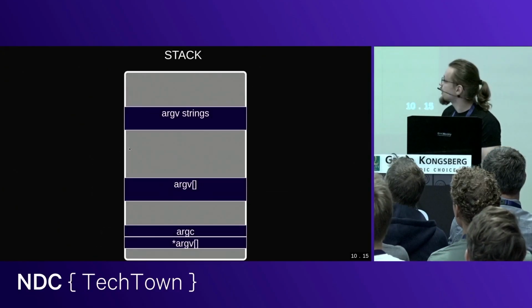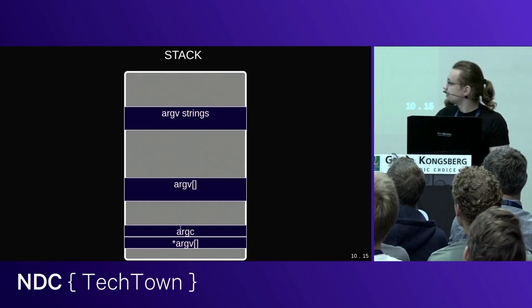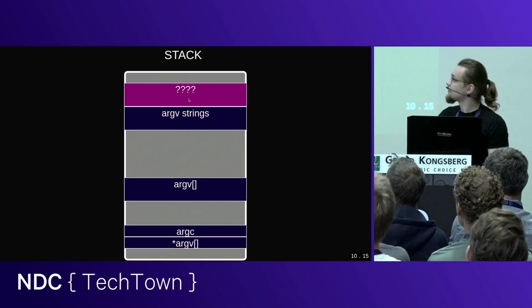So I can transform it like this. And as you can see, I have a lot of free space here. So what is in this free space? What is already there on the stack? Like, for example, what is behind the argv?